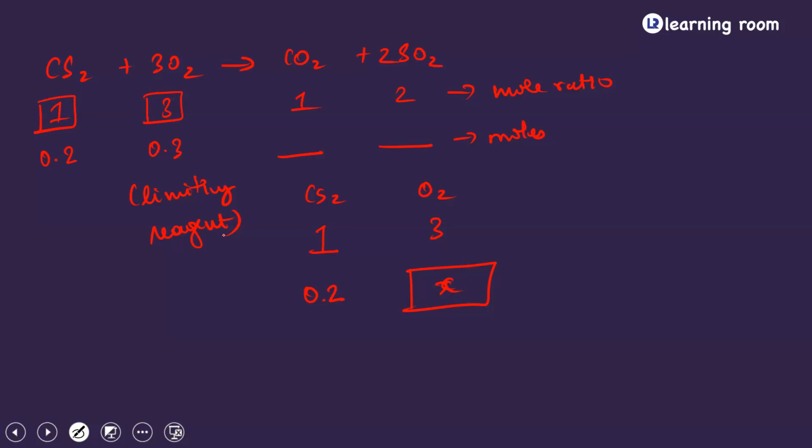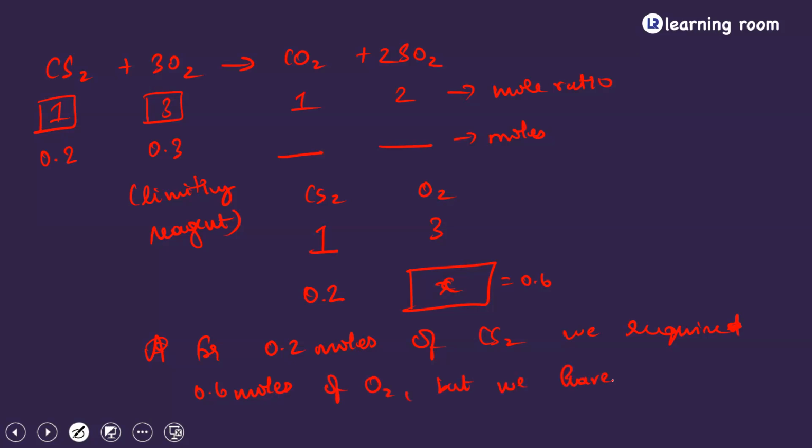Any doubts? Is that clear? If you want, you can write it clearly. For 0.2 moles of CS2, we require 0.6 moles of oxygen. But we have only 0.3 moles of O2. So, O2 is the limiting reagent. Got it?